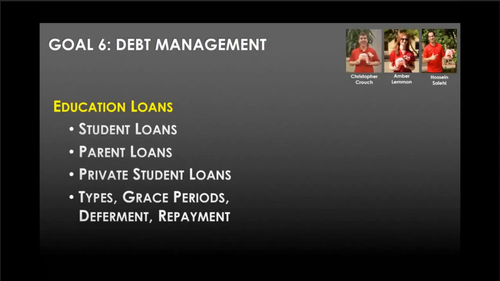Okay, so the main types of educational loans, sorry, are student loans, parent loans, and then private student loans. The student loans are going to be the best bet if you can apply for them and get them. There are three types. The first is a federal Perkins loan.